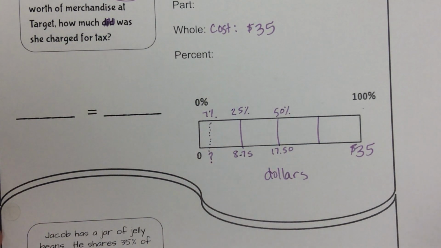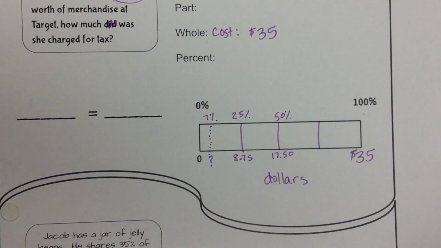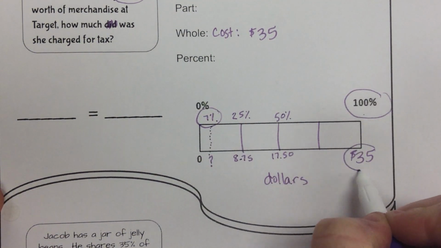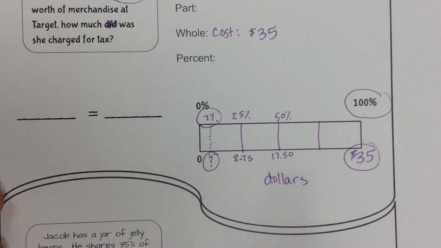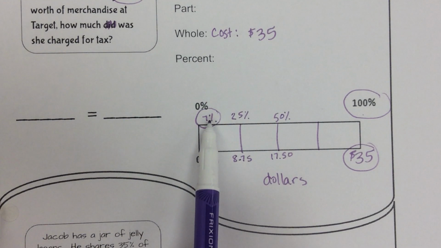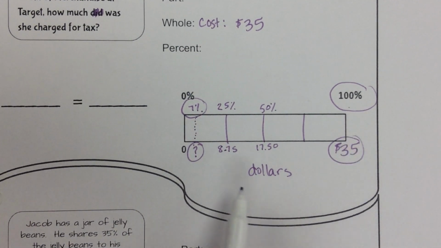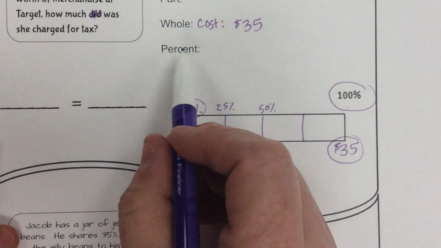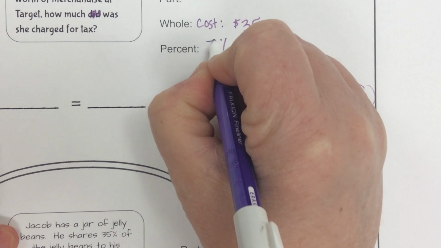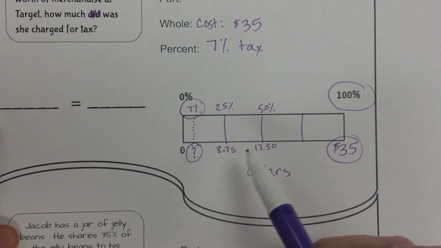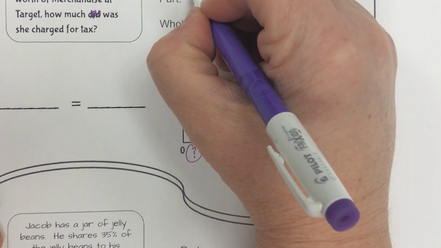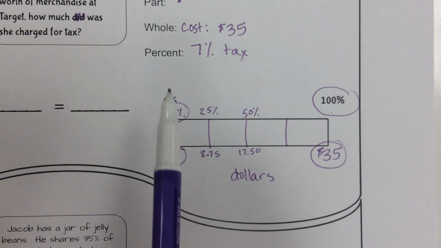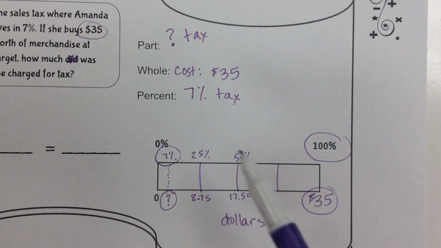Now I'm going to show you something really cool, a really neat trick. Are you ready? I'm going to circle this number and this number and this number and this number. This is the percent that I'm working with and my 100%, the part that I'm looking for, and the whole amount. Now, we knew 7% was tax. What I want to know is what part am I adding on for tax. So I want to know what part is the tax. What part represents 7% of $35? Now, this is where it's cool.